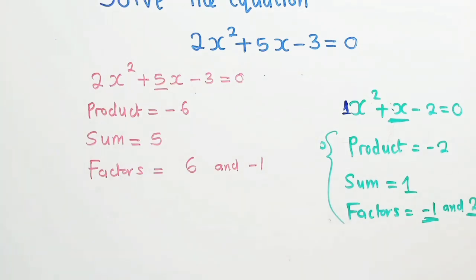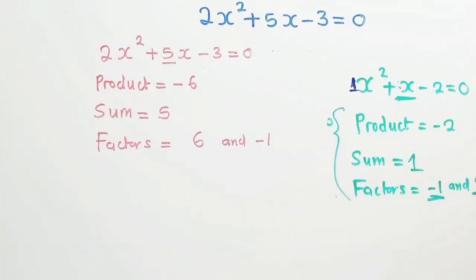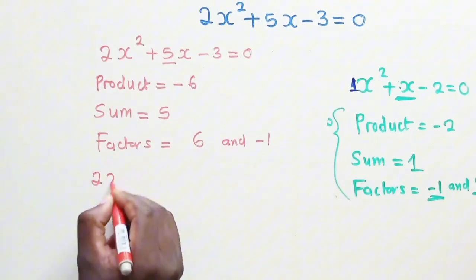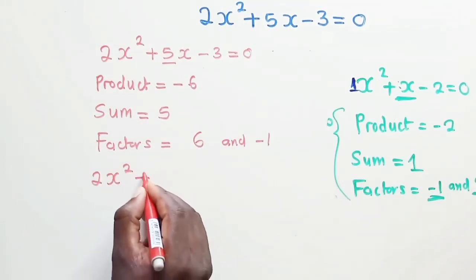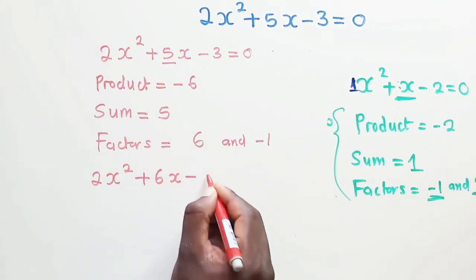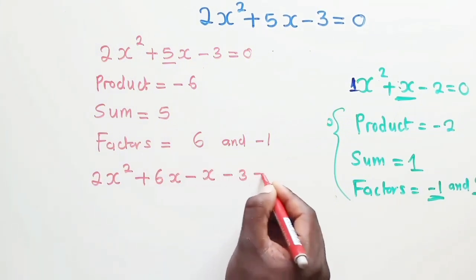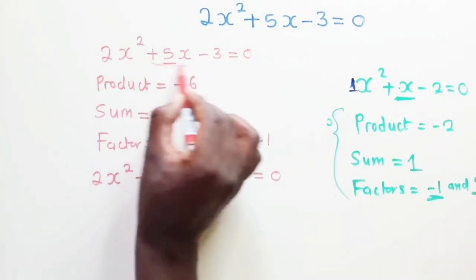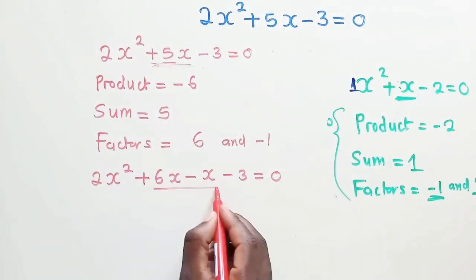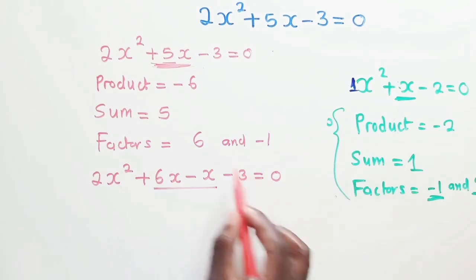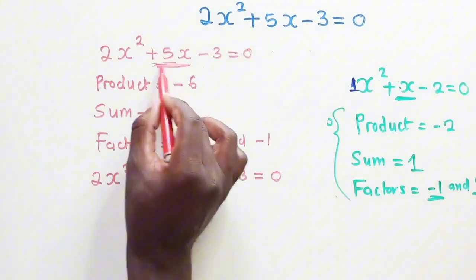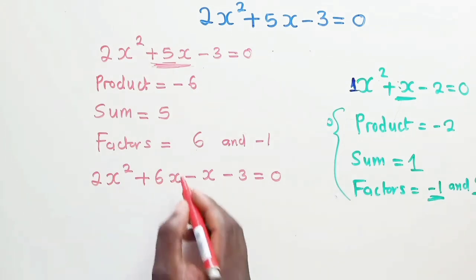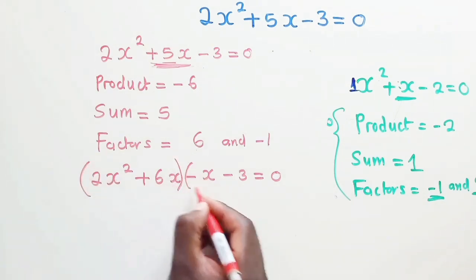So upon identifying the factors, we now substitute these. So we shall have 2x power 2 plus 6x minus x minus 3 is equal to 0. Okay, so you see, I've just substituted them right here. This is where they are. We get this and this, substitute them there, and this is what we have. So after doing this, you now factorize by grouping.